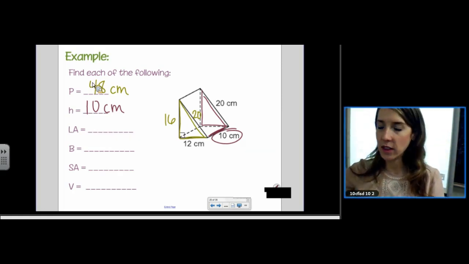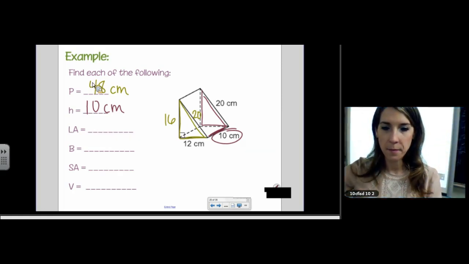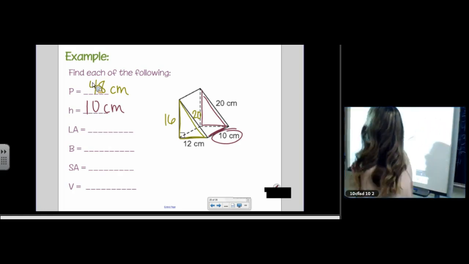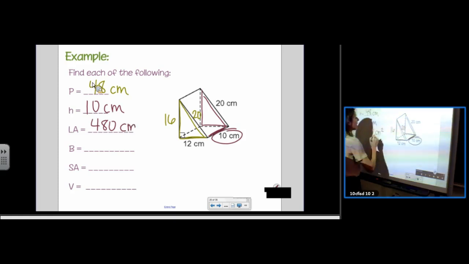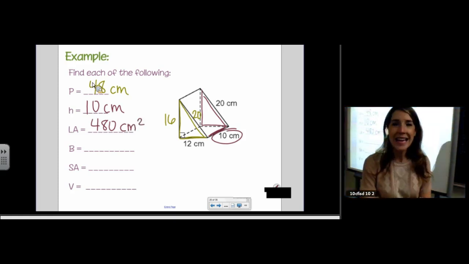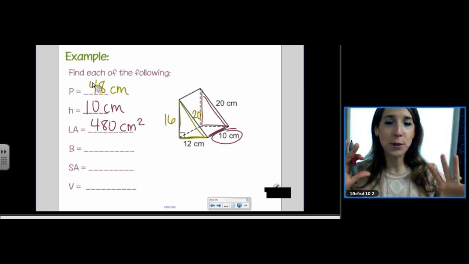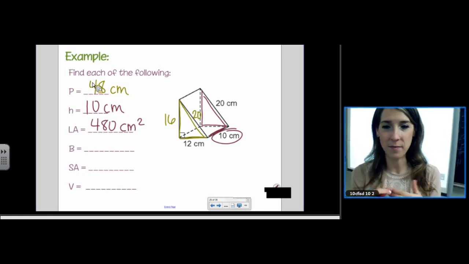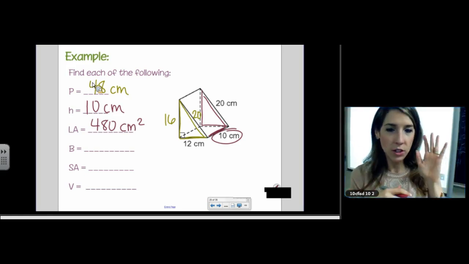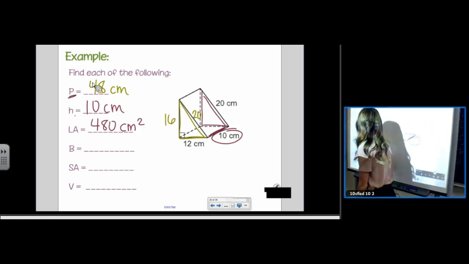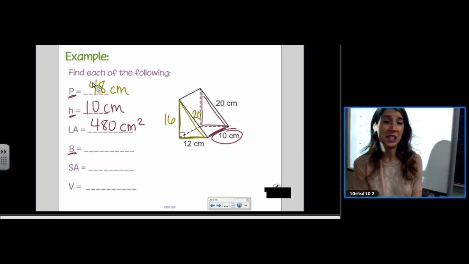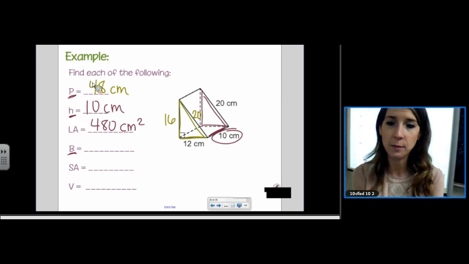Sharon, what did you get for the lateral surface area? Very good. The lateral surface area is 480 centimeters squared. It just says P times H. So you found your P, you found your H, you multiply them. You don't have to show work there. Once you have P, H, and B, once you have these values, I recommend you do everything else in your calculator. No need to write it down.